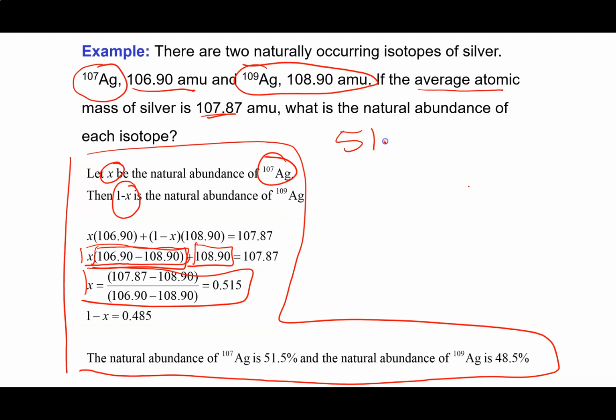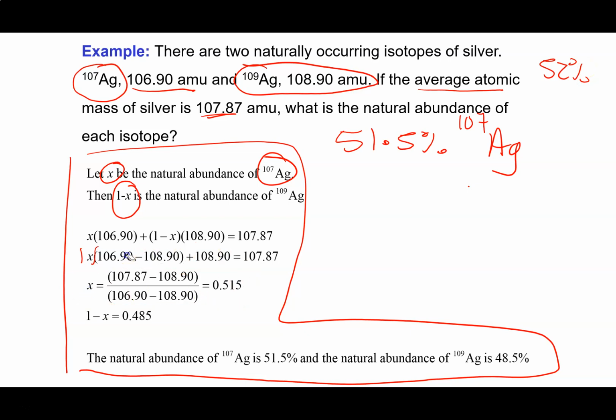So it's 51.5% silver 107. My guess was 52%. Pretty good for a guess, right? And so then I want to calculate the fraction of the heavier isotope, and the fraction of the heavier isotope is just 1 minus x, so 1 minus 0.515, that gives me 0.485, and so that ends up being 48.5% of the heavier isotope.